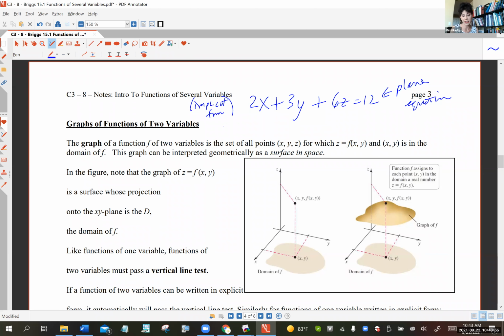But you could very easily write it in explicit form if you simply subtracted 2x and 3y from both sides and then divided both sides of the equation by 6. It's still a plane equation, it's just written now in explicit form. That's all. Still a plane, nobody changed it. But now it has that flavor of z equals f of x comma y, because you've got the x's and y's on one side of the equation and the z on the other.